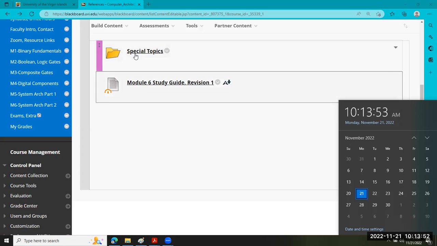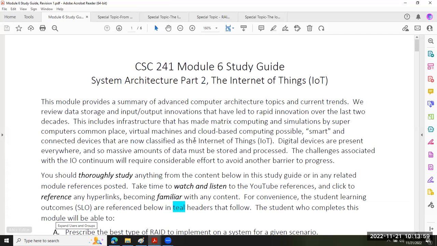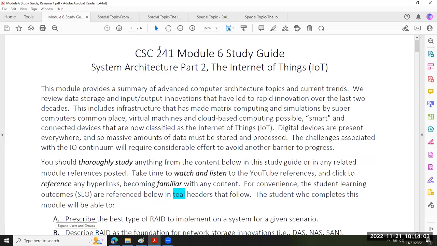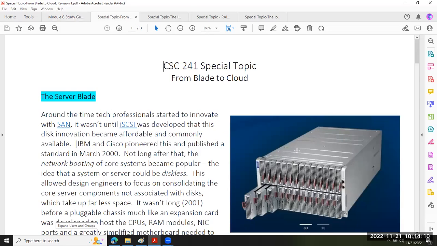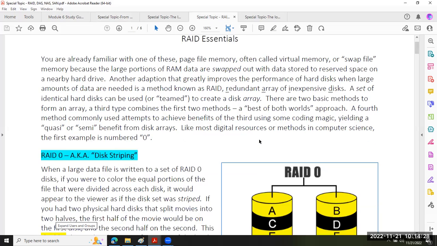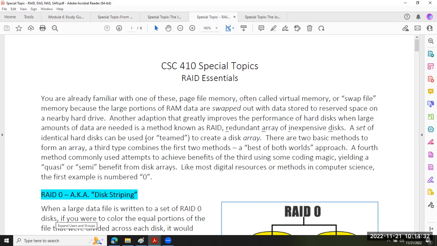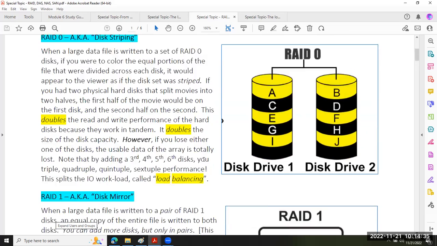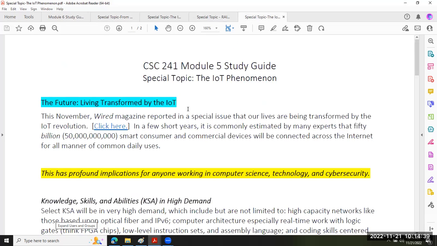So you have your study guide and special topics in the special topics folder. As you look at the study guide for Module 6, it's only 6 pages, but then there are special topics with plenty of graphics that are short reviews: 3 pages from Blade to Cloud, 2 pages to review something called the IO continuum. We have a special focus, 6 pages, again, lots of pictures, about redundant disk arrays, RAID 0, RAID 1, and so on. We'll get into that in just a moment. And then 2 pages for the Internet of Things, IoT, right?